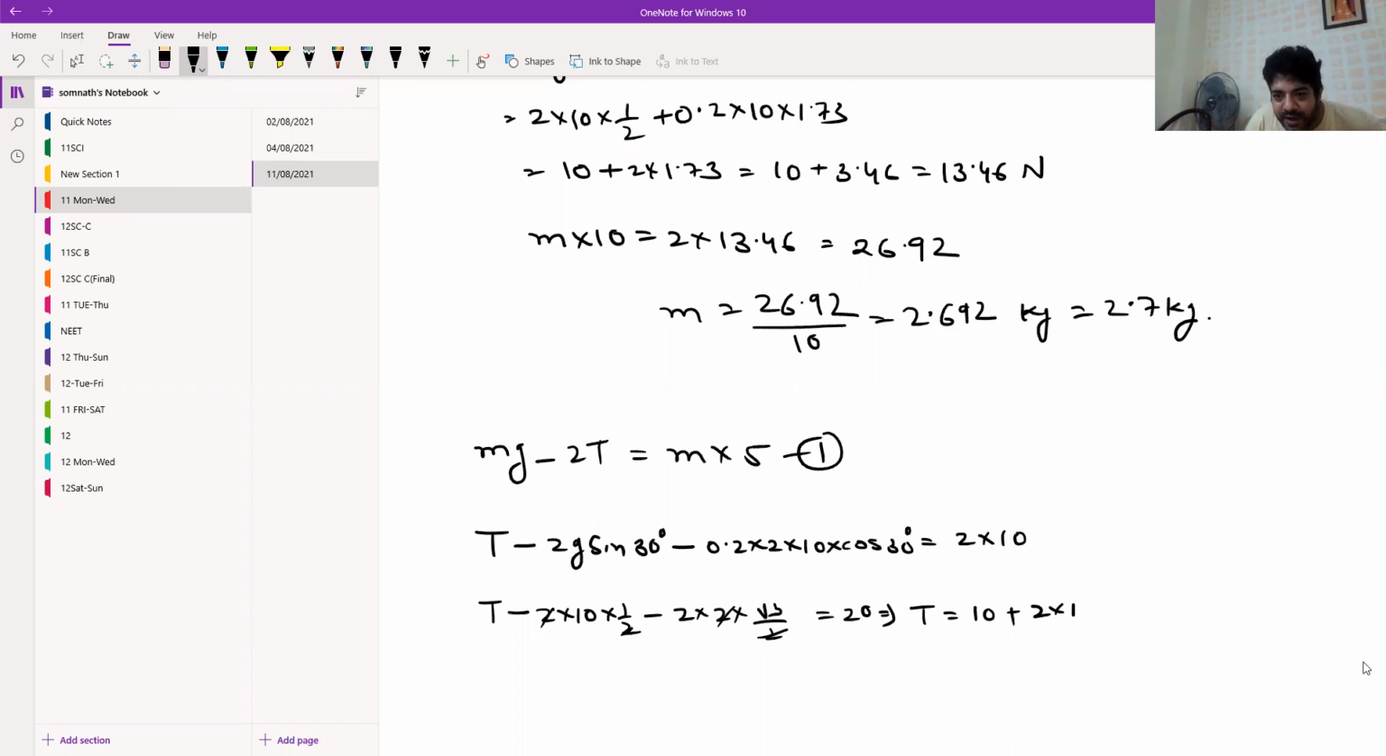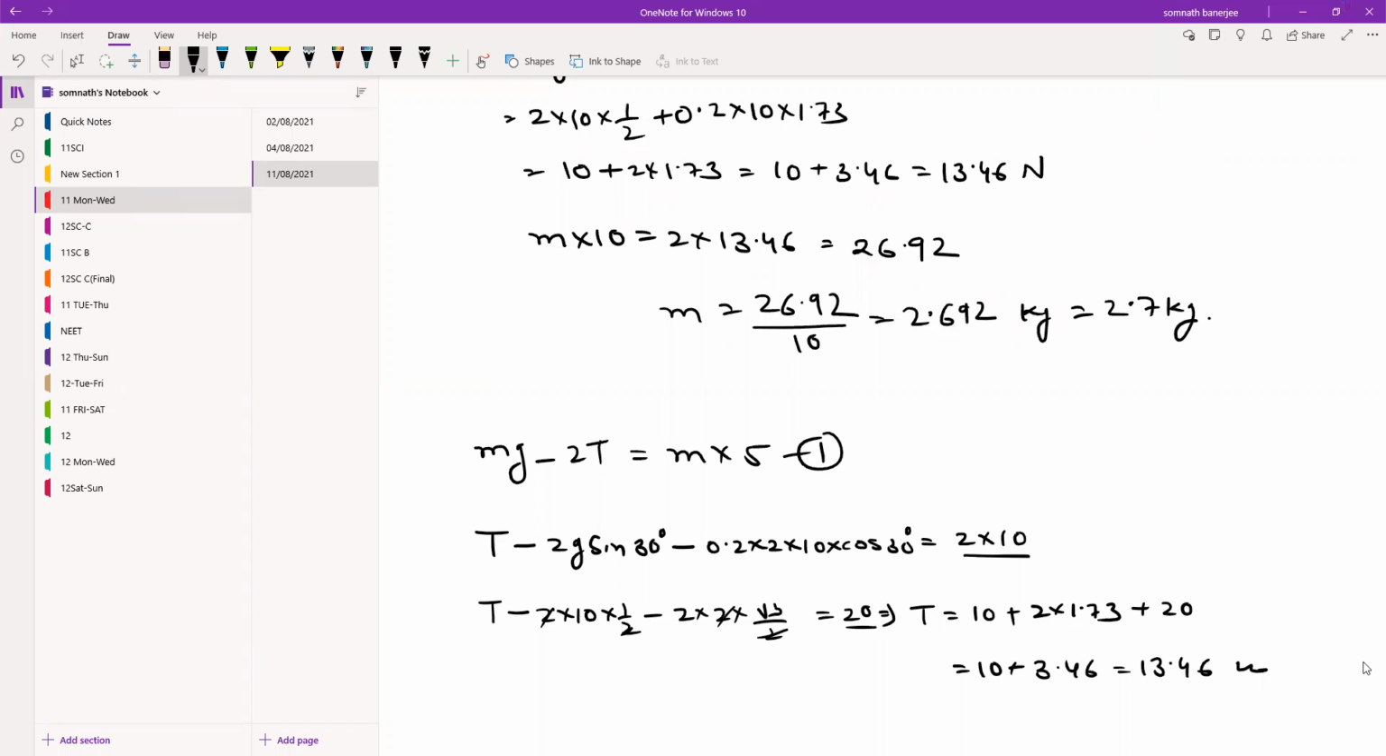2 into 1.73, only a light breeze is coming, 10 plus 3.46, that is 13.46. So your tension is 13.46. Oh, I made a mistake, right? 10 plus 20, yes or no? Yes, sir. So plus 20. So what do you have? 33.46, right?